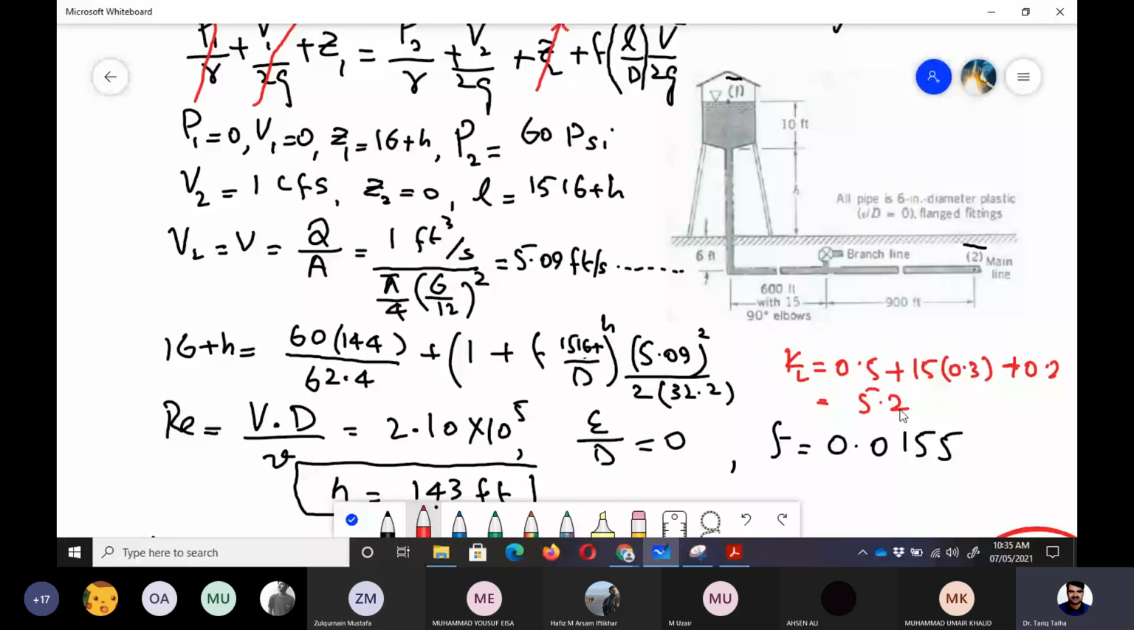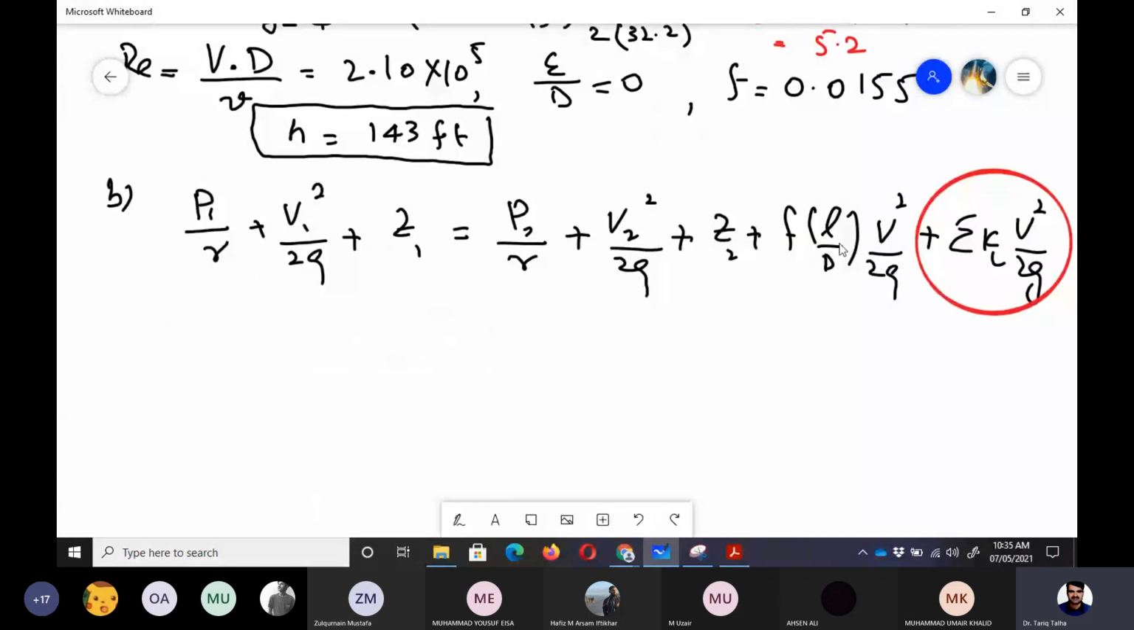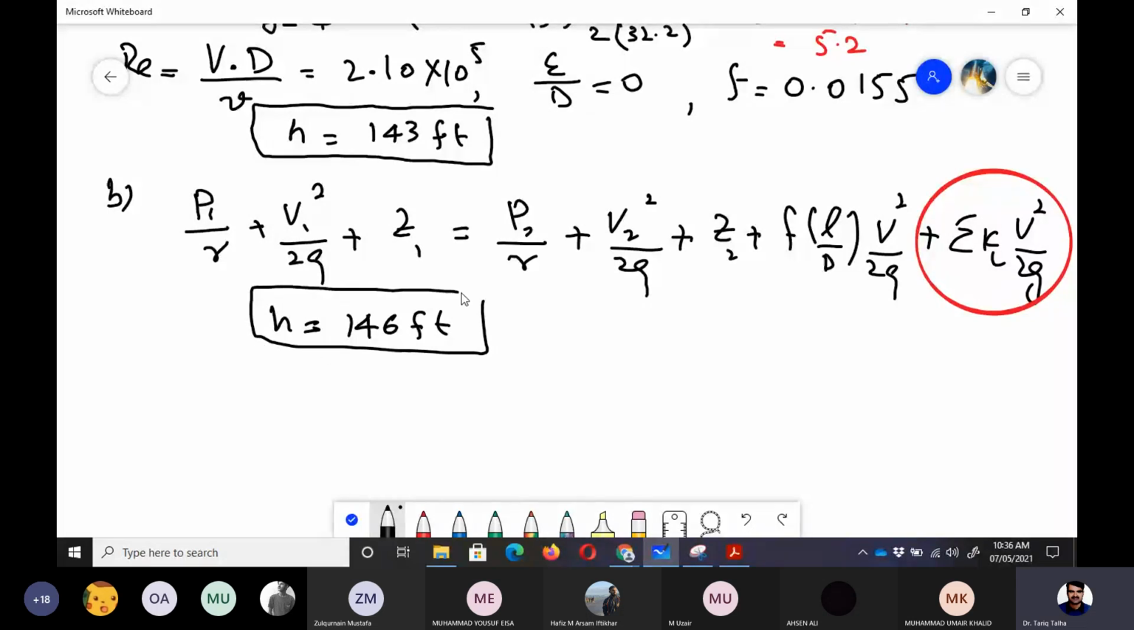Now if we go back here, the K_L value is known and all other values are known, so we just put in the values. The H value comes out to be 146 feet when we include the minor loss, compared to without minor loss.